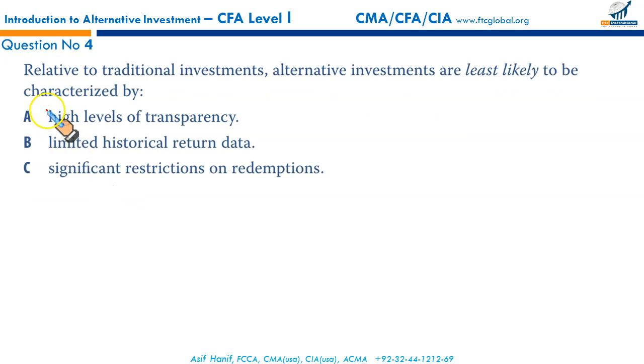Question number 4. Relative to traditional investments, alternative investments are least likely. Again, mind this word. This can twist the question around. Least likely to be characterized by a high level of transparency. This is least likely because alternative investments typically involve a low level of transparency. Limited historical return, this is true. Significant restrictions on redemptions, you invest and it will be difficult for you to take your positions out. That is true. So B and C are true. This is least likely. That makes A the correct option.